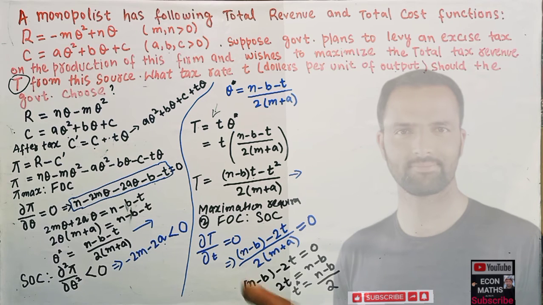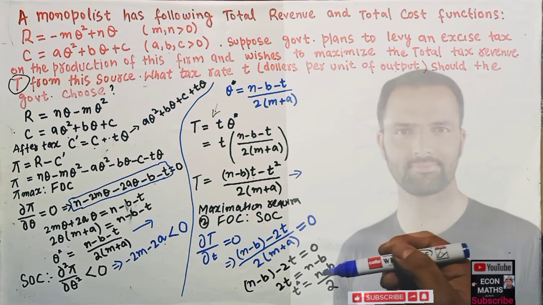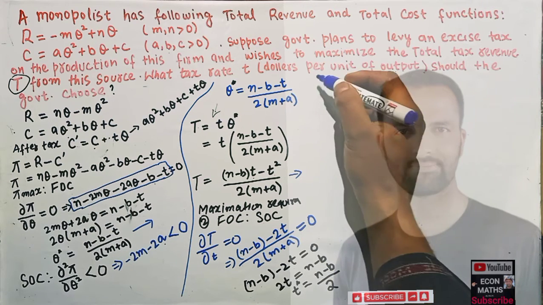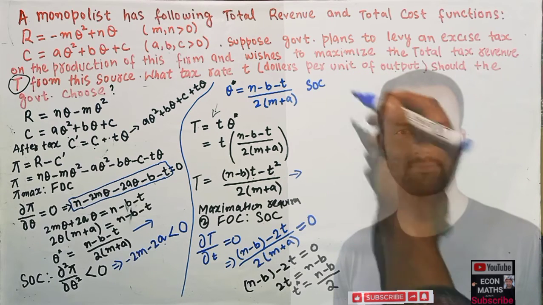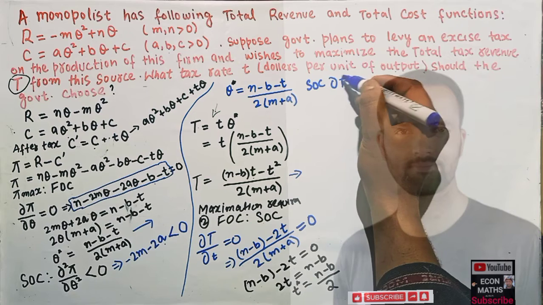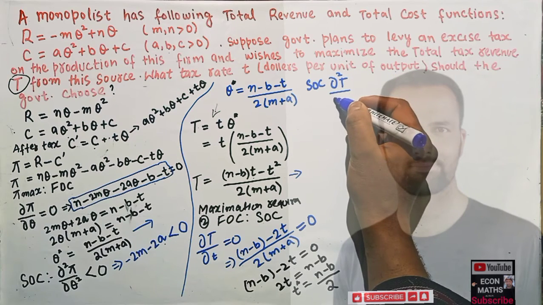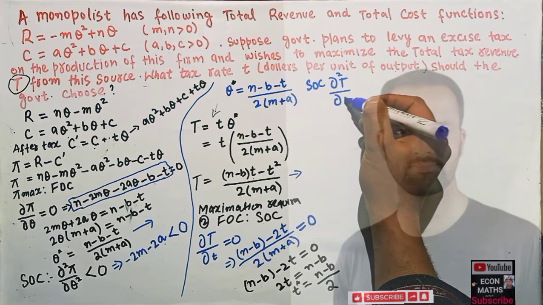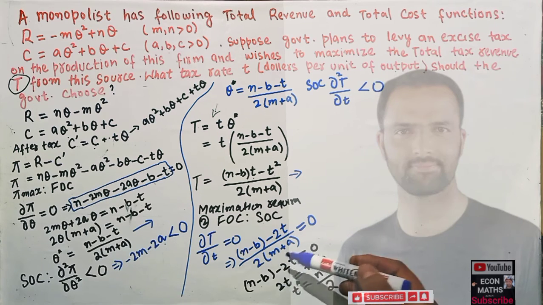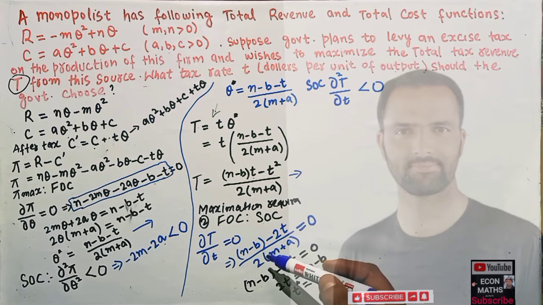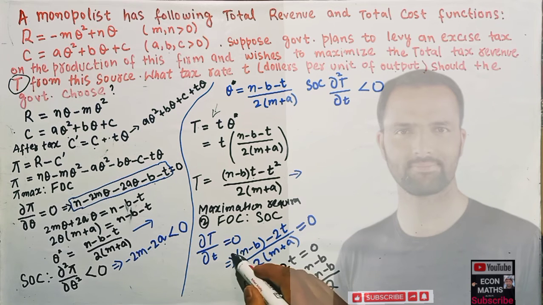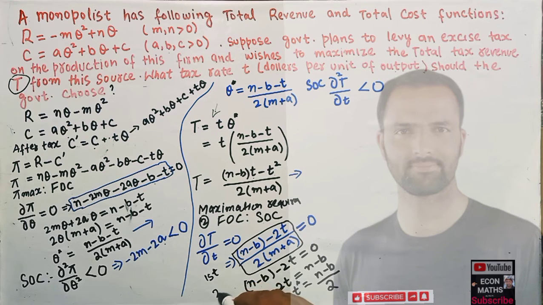Okay, so this was the first order condition. To make sure that we are actually at the maximum, we need to check the second order condition. The second order condition simply tells us that the second derivative of tax revenue with respect to the small tax rate t should be less than 0. And what is the first derivative? The first derivative was this very thing. Now the second derivative will be the derivative of the first derivative, so we need to differentiate the first derivative again.